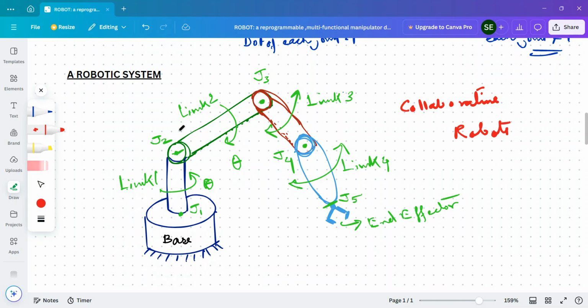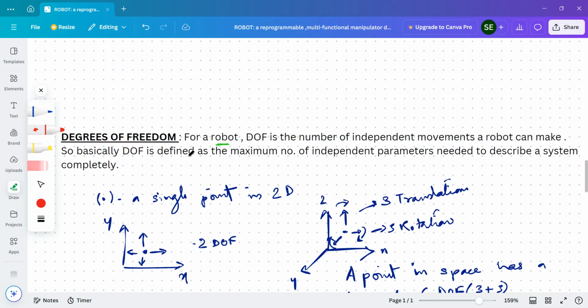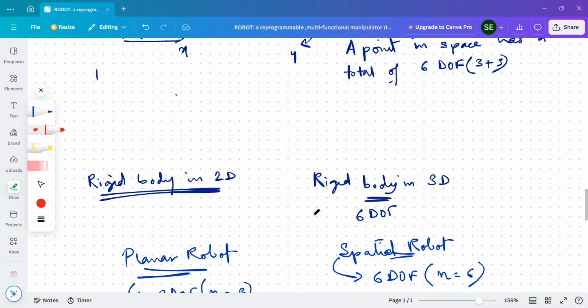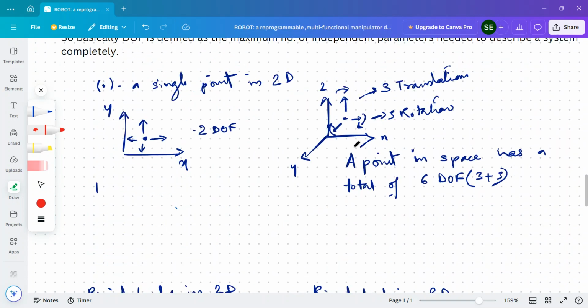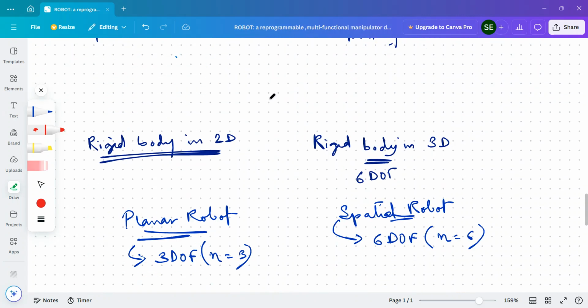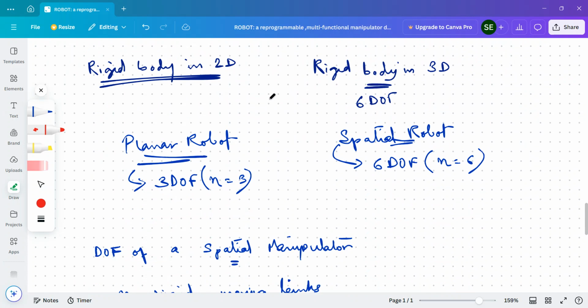Then the degrees of freedom. I know this might be a little critical if you are studying this for the first time, but don't worry, you will get used to the concepts day by day.